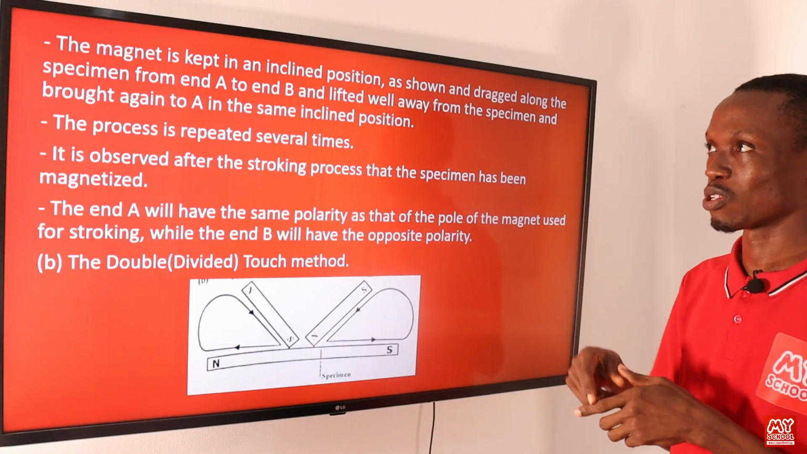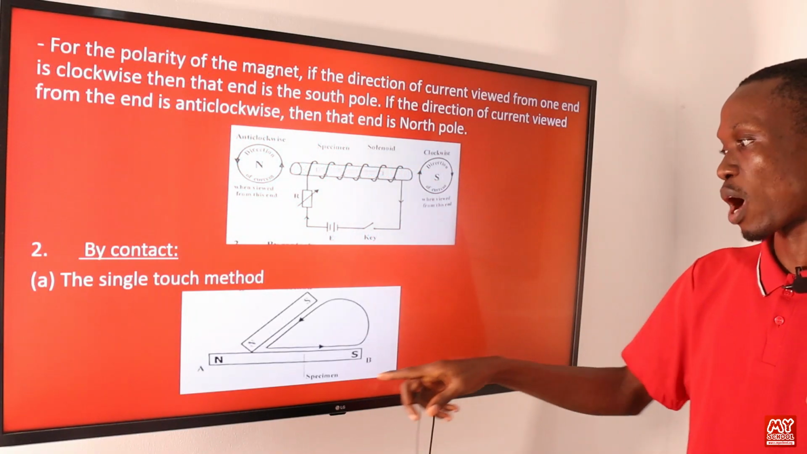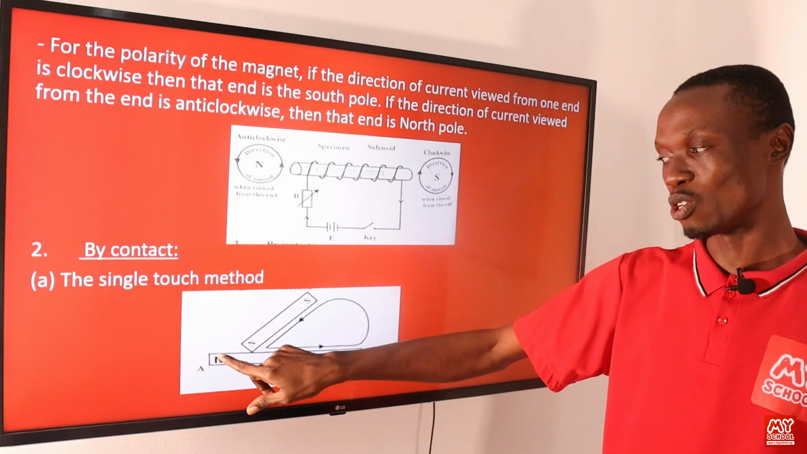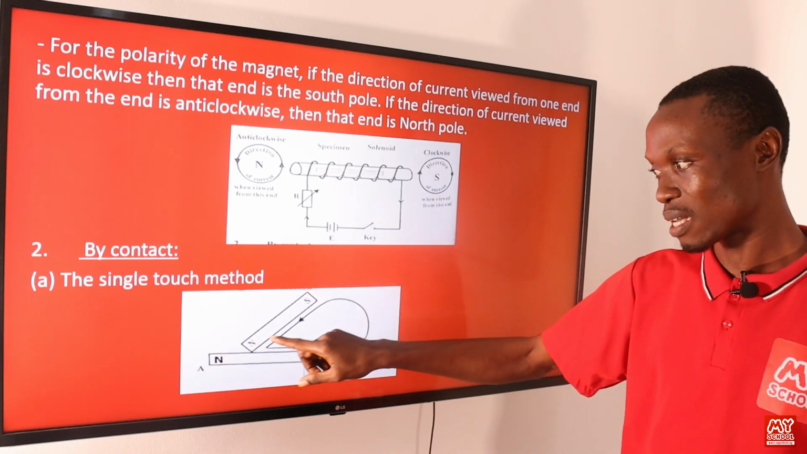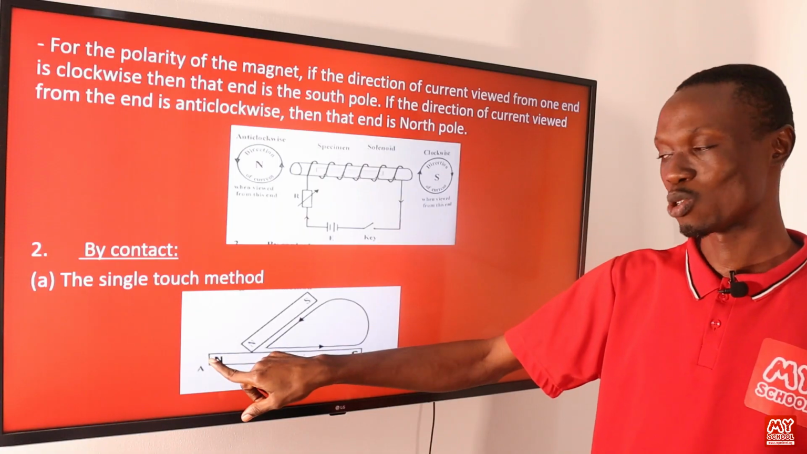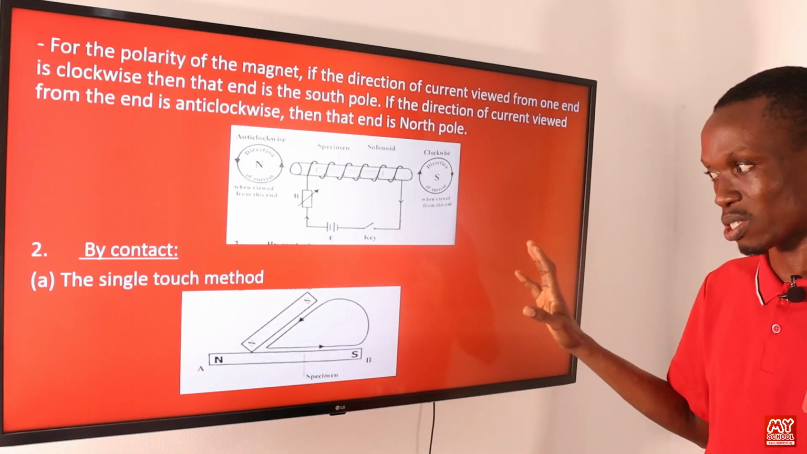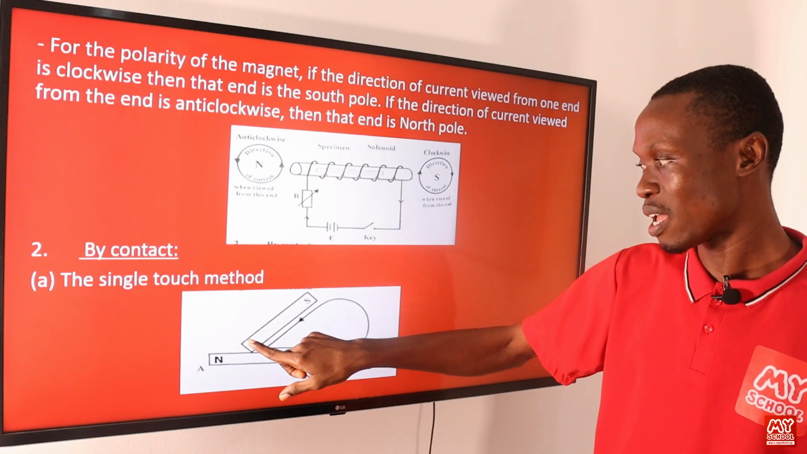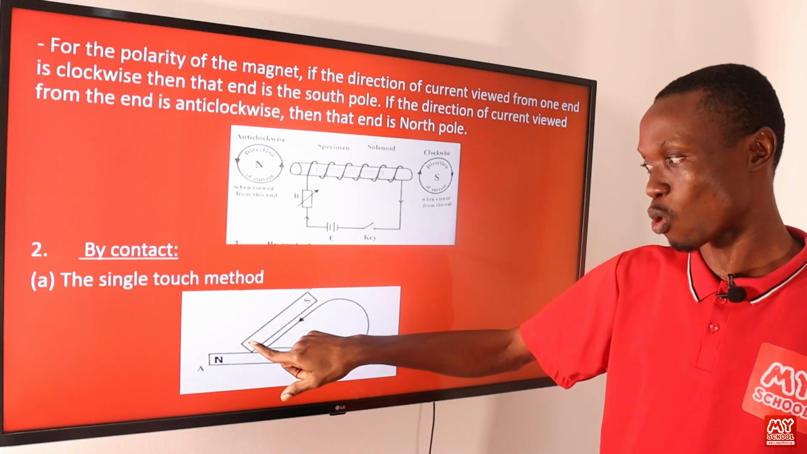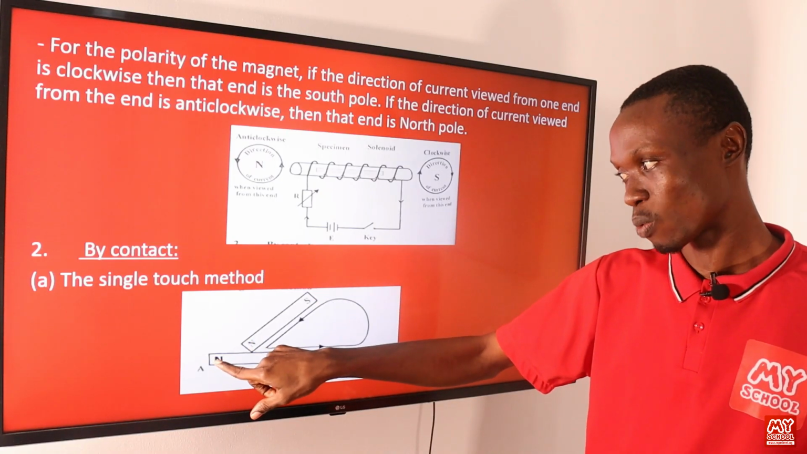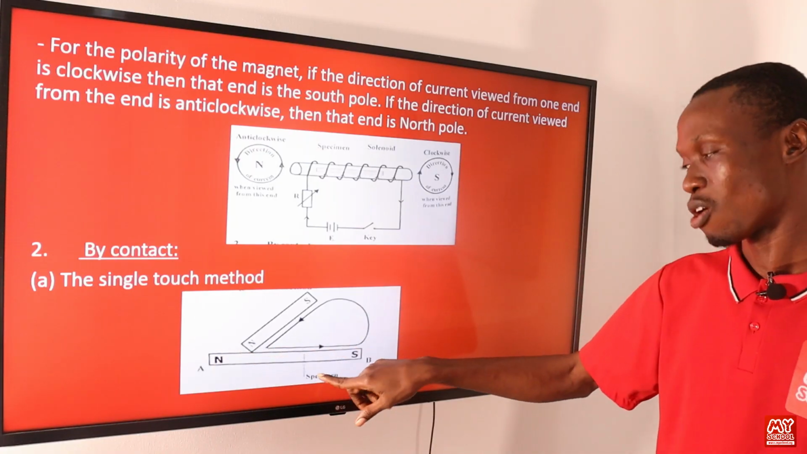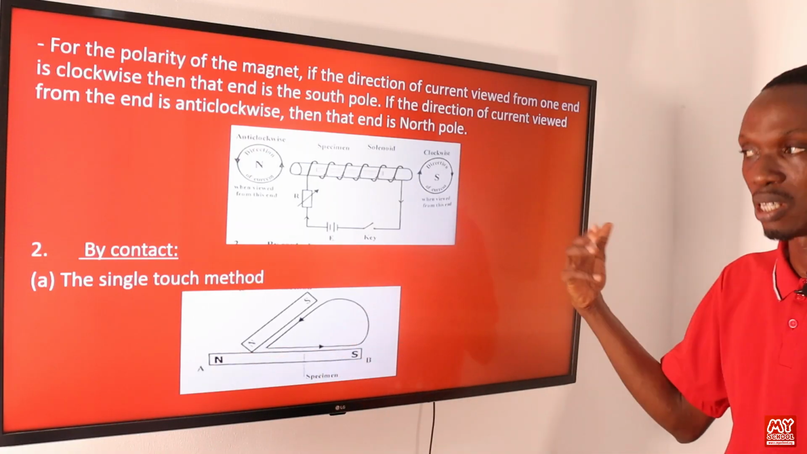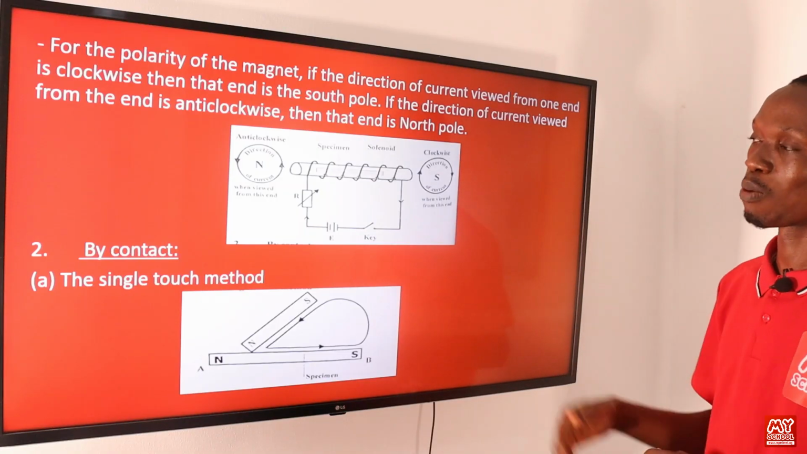Let's return to the previous slide. That is why this end is the north pole. Why? Because this is the end that was stroked with the north pole of the magnet. So after the whole stroking process, since this pole of the magnet is north, the end that was stroked will also become the north pole of the specimen, while the other end will become the south pole.